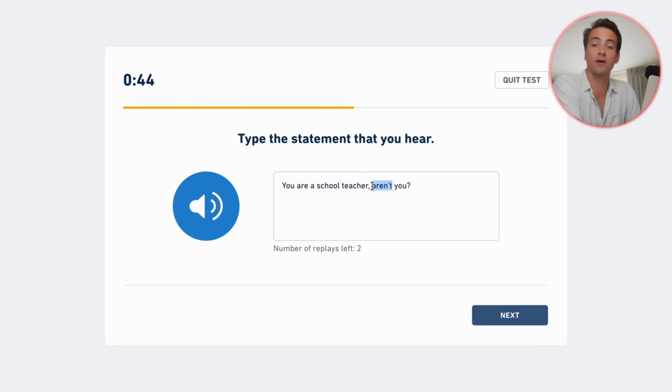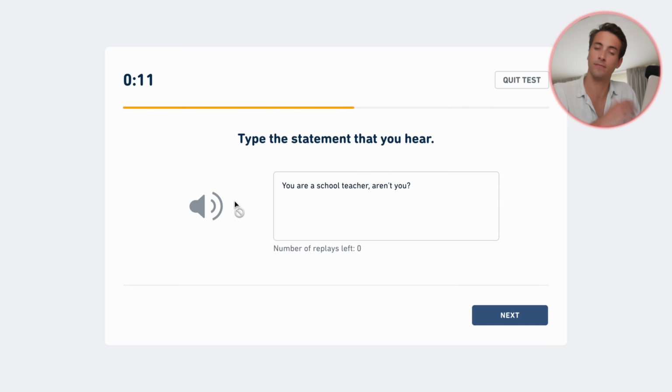These do appear on listen and type questions, and you are expected to type the contraction. So if you put are not, that would not be 100% correct, and you will lose a few points. So you should type contractions. So let's listen one more time, and you can hear the contraction. You are a school teacher, aren't you? And notice how this was a question. So I also need to include that question mark. You are a school teacher, aren't you? And there we go.